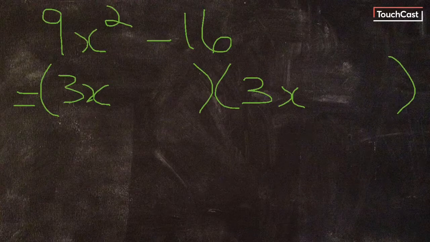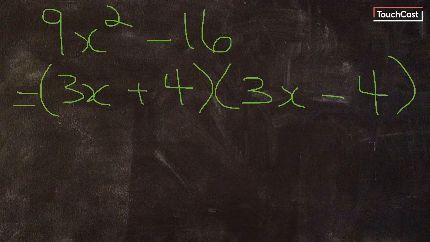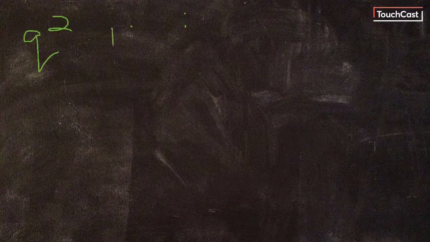Then I look at my second term, and the square root of that is 4. With a difference of squares, we're going to put a plus sign on one and a negative sign on the other. That's all there is to it. Pretty simple to factor a difference of squares. And then the second type of factoring we're looking at is one that has three terms. So here's the second question in your assignment.